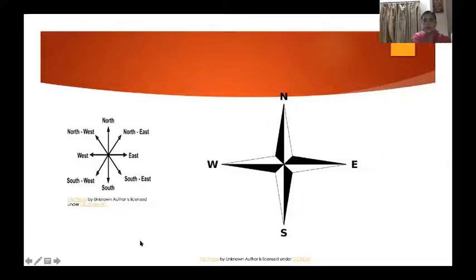Along with the main directions, we also have certain sub-directions, children, like northeast, southeast, northwest, southwest. Northeast lies between north and east. Southeast lies between south and east. Southwest lies between south and west. And northwest lies between north and west. These are called the subdivisions of directions.